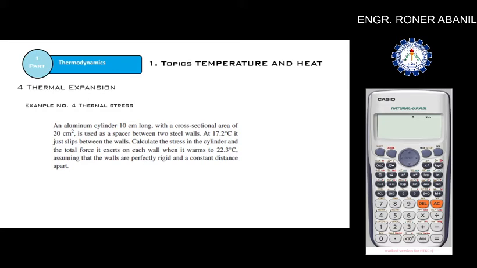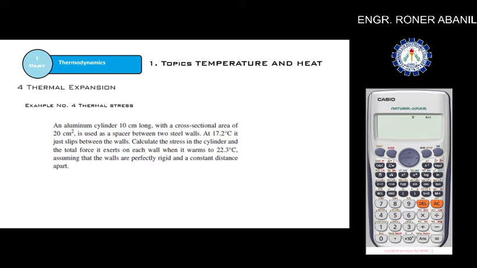Yan. So, dito sa example na to, an aluminum cylinder of 10 cm long with a cross-sectional area of 20 cm squared is used as a spacer between two steel wall. At 17.2 degrees Celsius, it just clips between the walls. Calculate the stress in the cylinder and the total force it exerts on each wall when it's warm to 22.3 degrees Celsius. Assume that the walls are perfectly rigid and the constant distance apart.